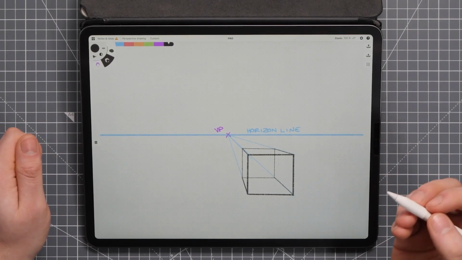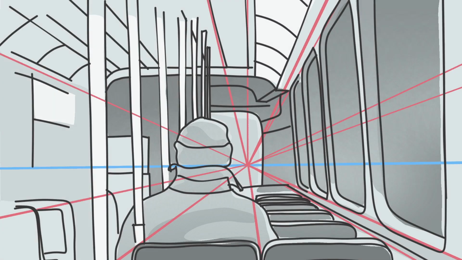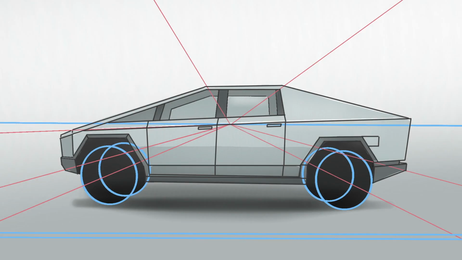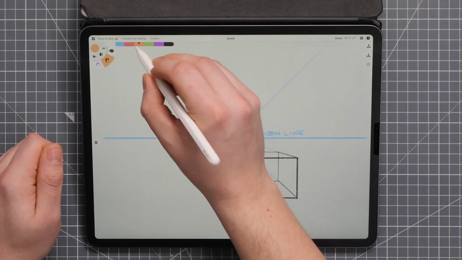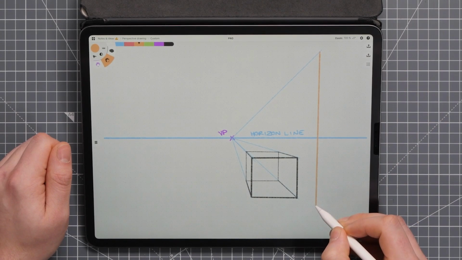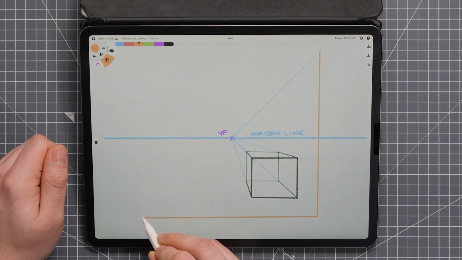So, one-point perspective is used whenever we're looking at things directly. Typically it's used when drawing things like interiors or elongated spaces like a tunnel or a street. Sometimes you'll see it used in side views of cars to give them a bit more three-dimensionality. By using the same vanishing point, we can easily enclose this box in a room, assuming that the box is placed parallel to the walls.